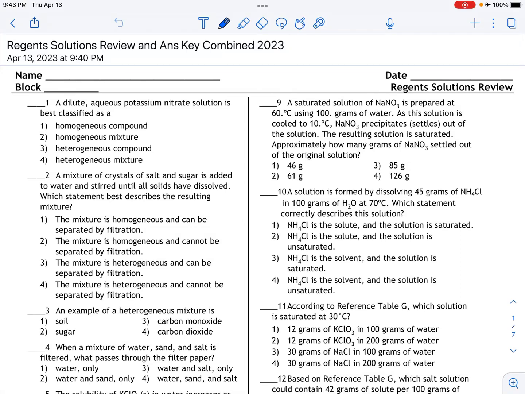Okay, so this is solutions review. Make sure you have your reference tables and a calculator ready to go.